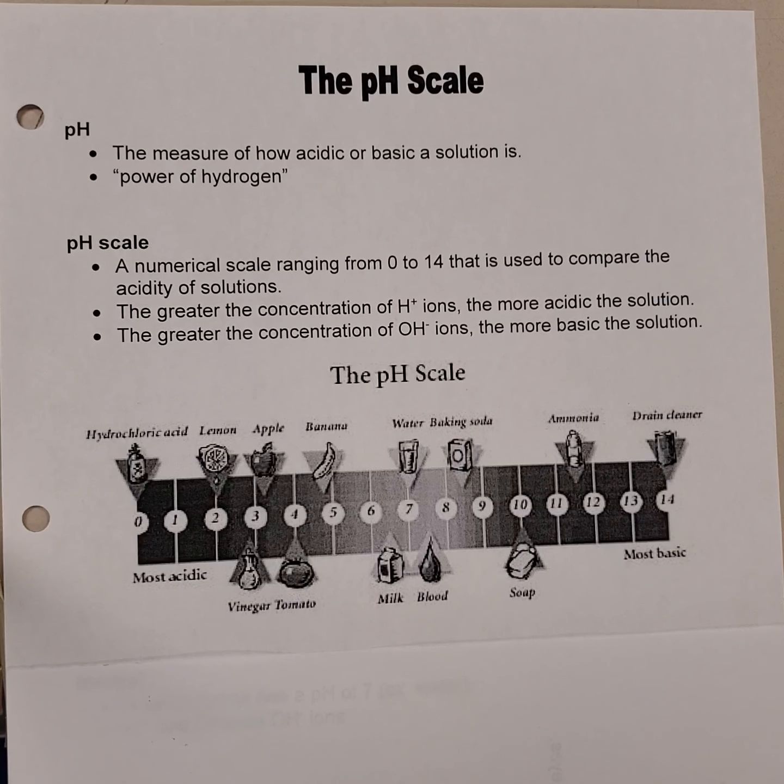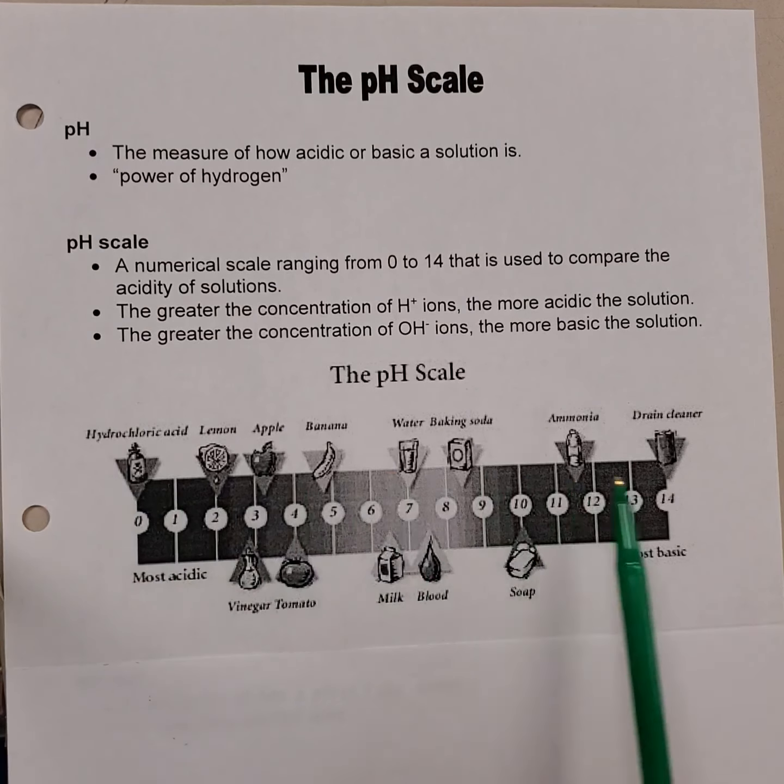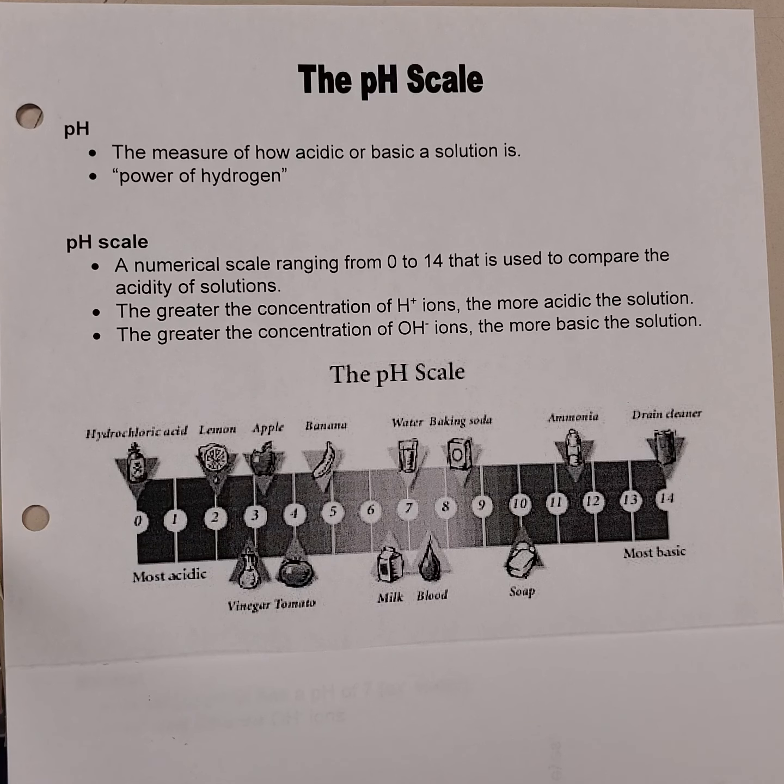The pH scale is a measure of the power of hydrogen. The more hydrogen a substance has, the more acidic it is. The pH scale is a numerical scale ranging from 0 to 14. Here's a diagram of the pH scale. The greater the concentration of hydrogen ions, the more acidic the solution is. The greater the concentration of hydroxide ions, the more basic a solution is.